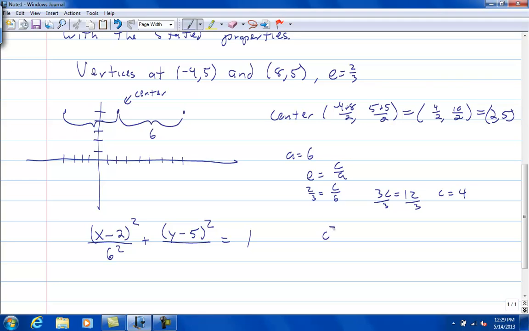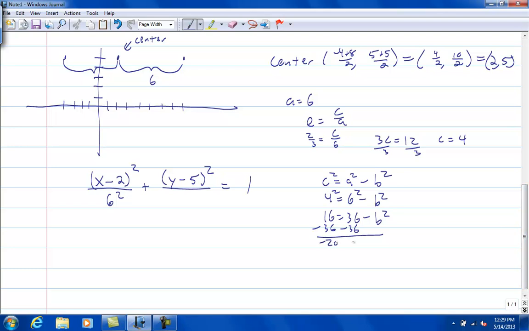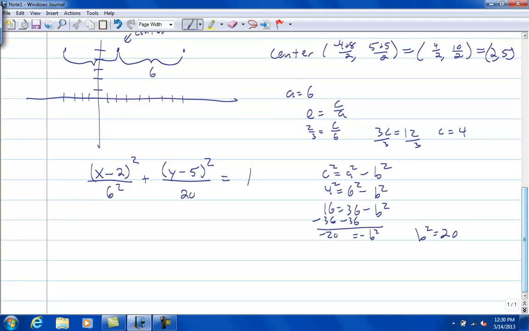And remember that C squared equals A squared minus B squared. So 4 squared equals 6 squared minus B squared. 16 equals 36 minus B squared. So -20 is -b squared, so b squared is 20. So we'll put our 20 down there. So it's going to be x minus 2 squared over 36 plus y minus 5 squared over 20 equals 1.